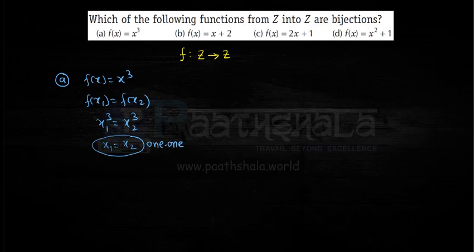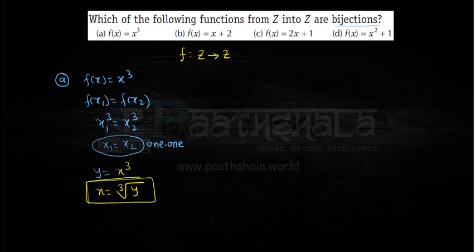But we need to check whether it is onto or not, that is surjective or not, because we have to tell whether the function is bijective or not. For the surjection, we need to find the inverse of the function. For that we need to consider y equals f(x), that is y equals x cube. If you take the cube root, then we will get x equals cube root of y.